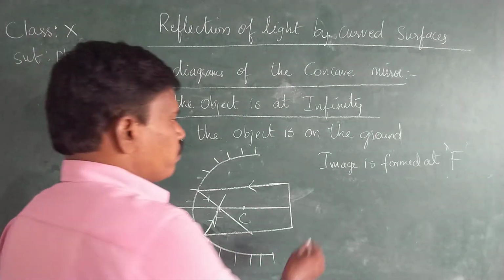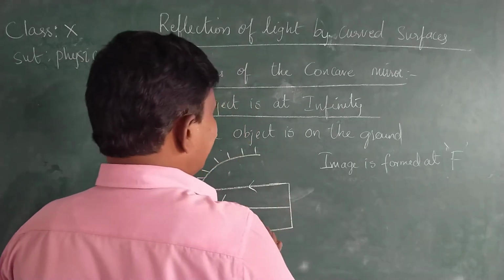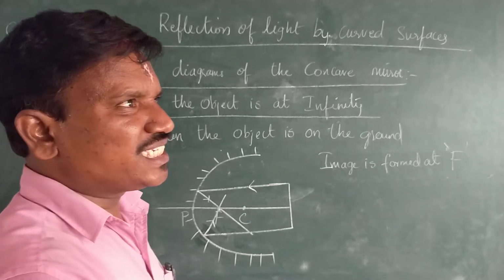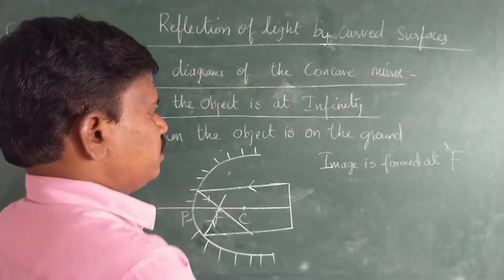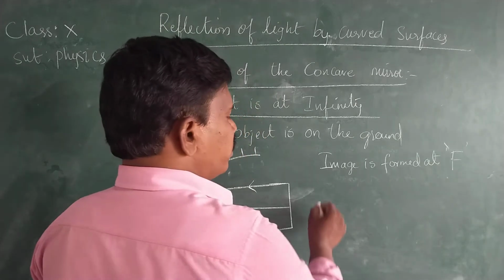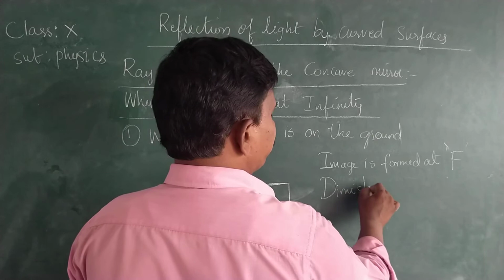Okay, now here, what are the characteristics of the image formed? How can the image be seen? That is a very small image. Smaller image, normally we denote it by what? Diminished. Diminished means smaller.